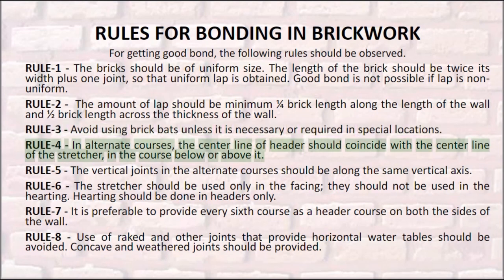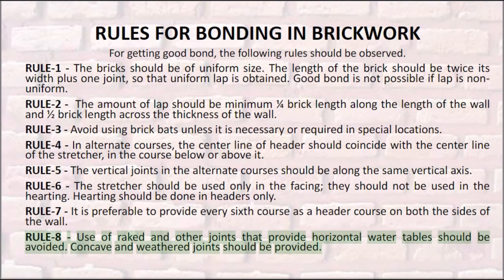Rule 4: In alternate courses, the center line of header should coincide with the center line of the stretcher in the course below or above it. Rule 5: The vertical joints in the alternate courses should be along the same vertical axis. Rule 6: The stretcher should be used only in the facing, they should not be used in the hearting. Hearting should be done in headers only. Rule 7: It is preferable to provide every sixth course as a header course on both the sides of the wall. Rule 8: Use of raked and other joints that provide horizontal water tables should be avoided. Concave and weathered joints should be provided.